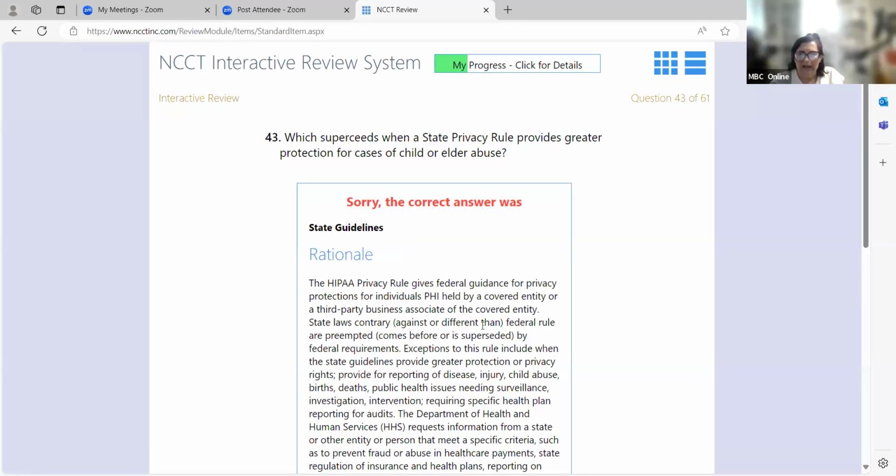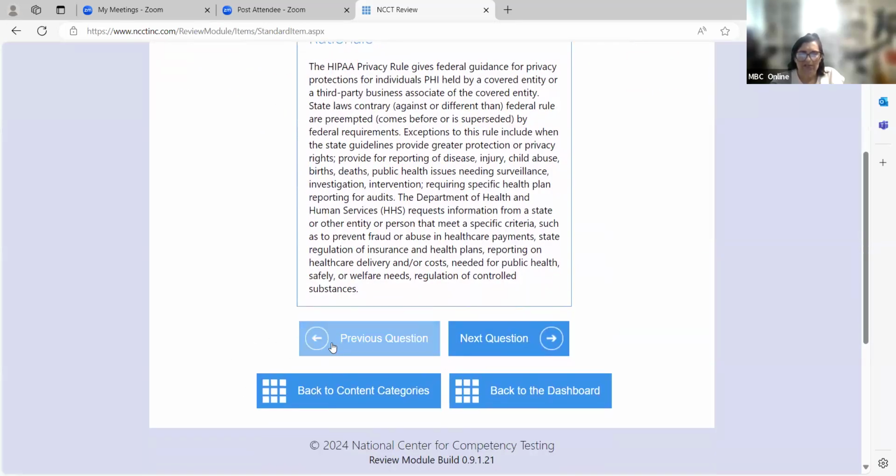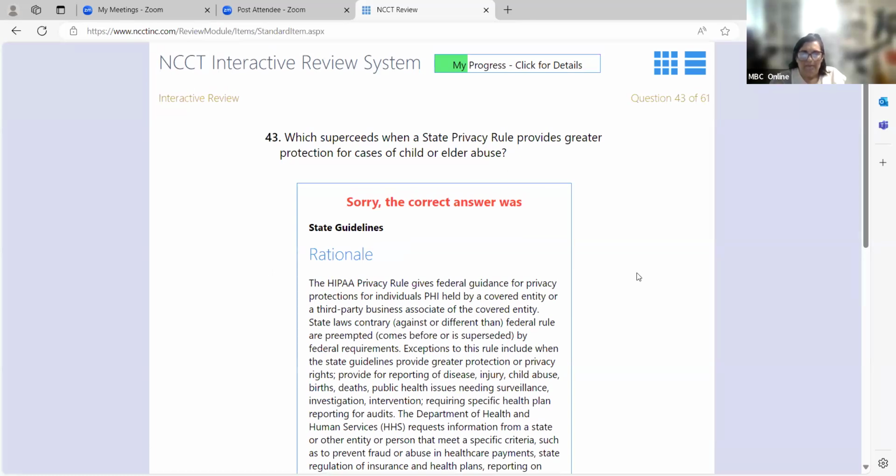Wrong. It was state guidelines. I think one of you got it right, and I was wrong. Deborah, I think that was you. Which supersedes when a state privacy rule provides greater protection for cases of child or elder abuse. So when a state privacy rule is used, then you go by the state guidelines.